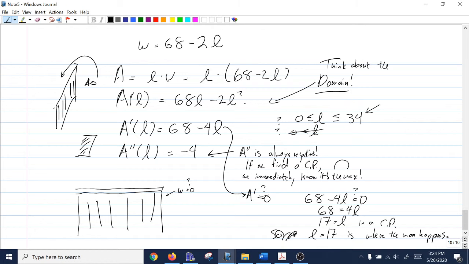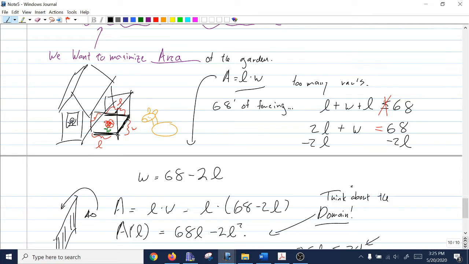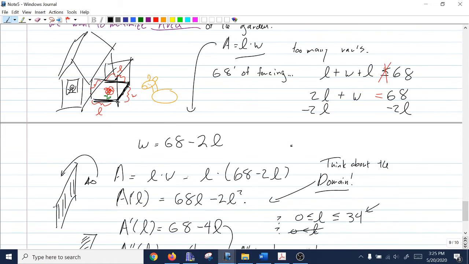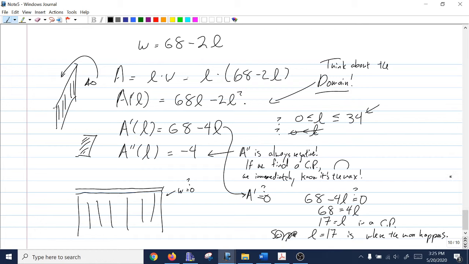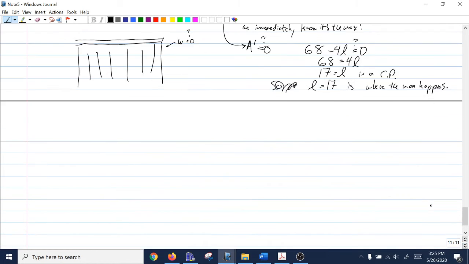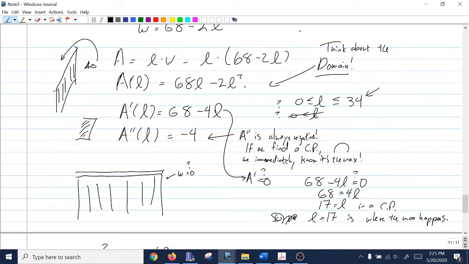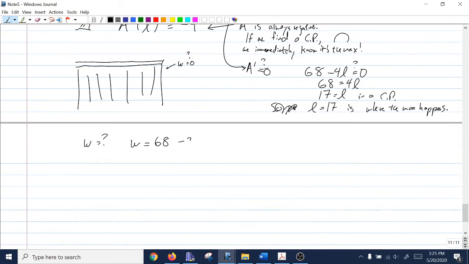At this point, we usually have to go back and say, what is it they're actually asking for? Did they say, what are the dimensions of the garden? What is the area of the garden? They said, what is the biggest garden? That's sort of a vague version of the question. I should probably give all the information because I'm not sure what they mean. We found the length of the garden has to be 17. What's the width? I have a formula. 68 minus 2L gives us the width.